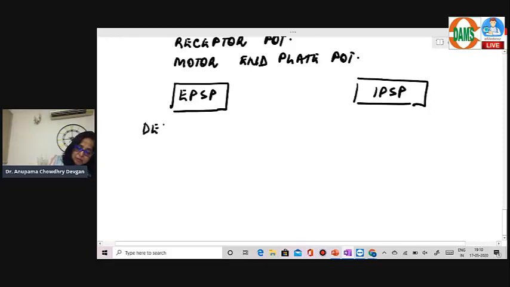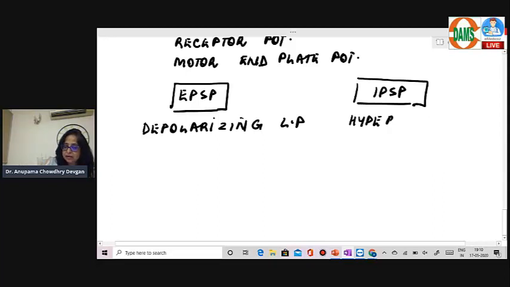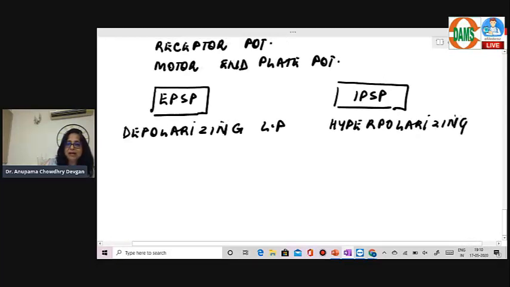This is a depolarizing local potential. That means the potential becomes less negative here. IPSP is a hyperpolarizing local potential, right? This is a hyperpolarizing local potential. That means here the potential becomes more negative, right?